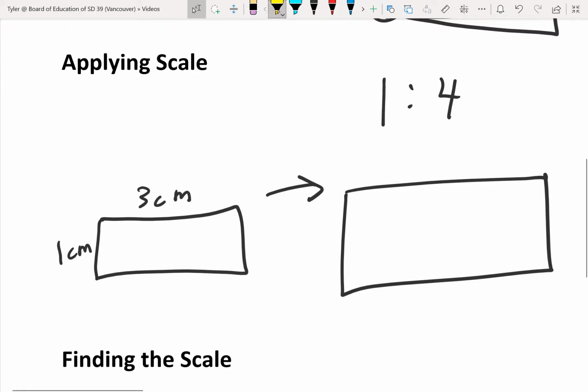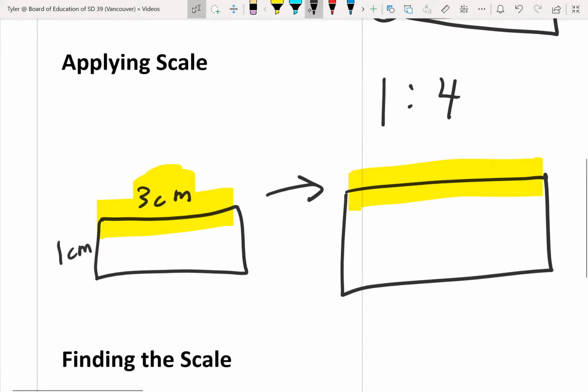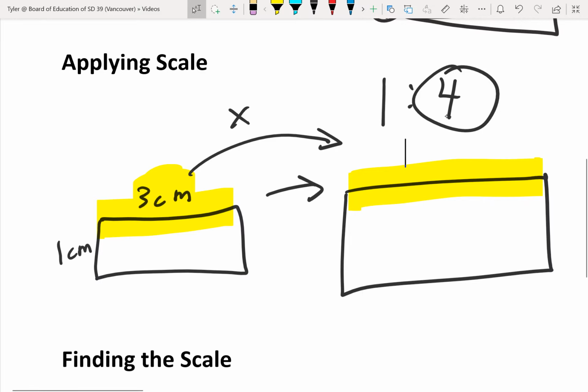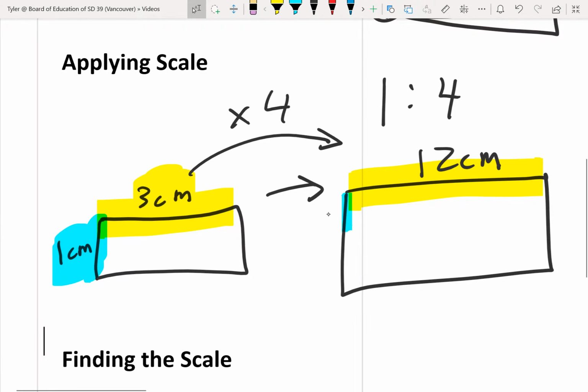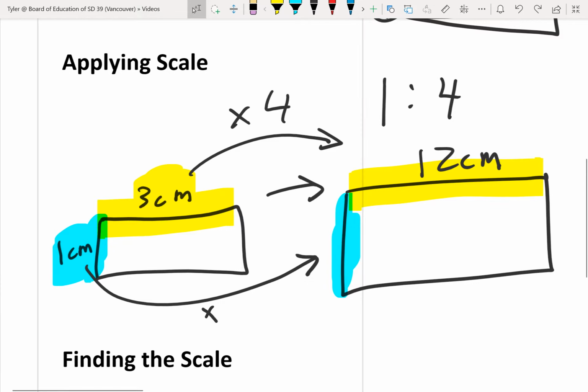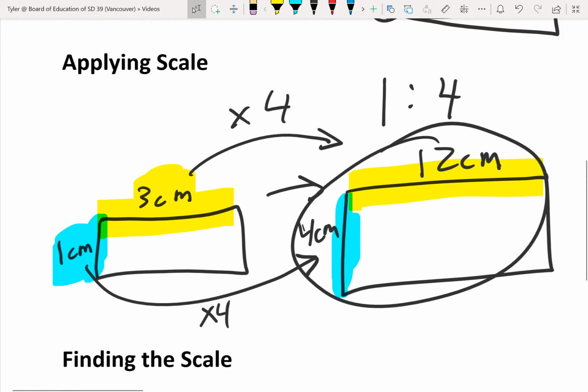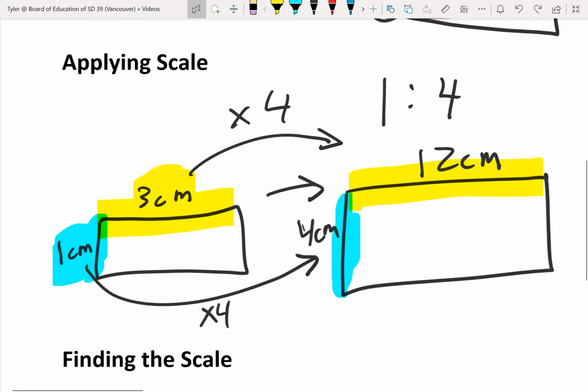What we have to do is find which sides match. So this side right here matches up with this side right here. I'm going to take that 3 centimeters and multiply it by whatever my scale is. In this case it was 4, so times 4 becomes 12 centimeters. Then I take the other side, find the side it matches with, and multiply it by my scale factor of 4 again to give me 4 centimeters. So if I had to draw it 4 times as big, this is what it would look like, or at least this is how long the sides would be.